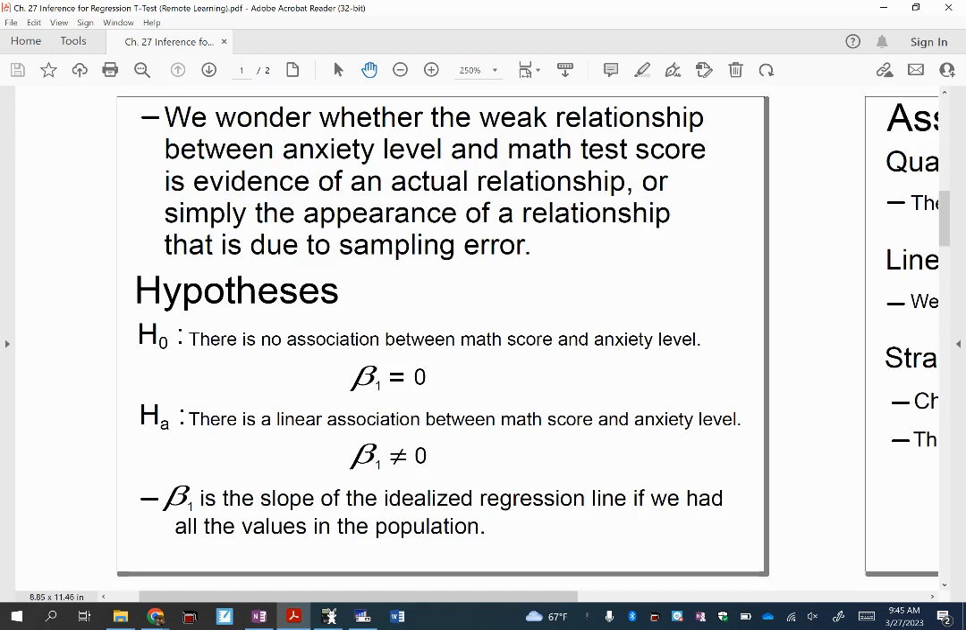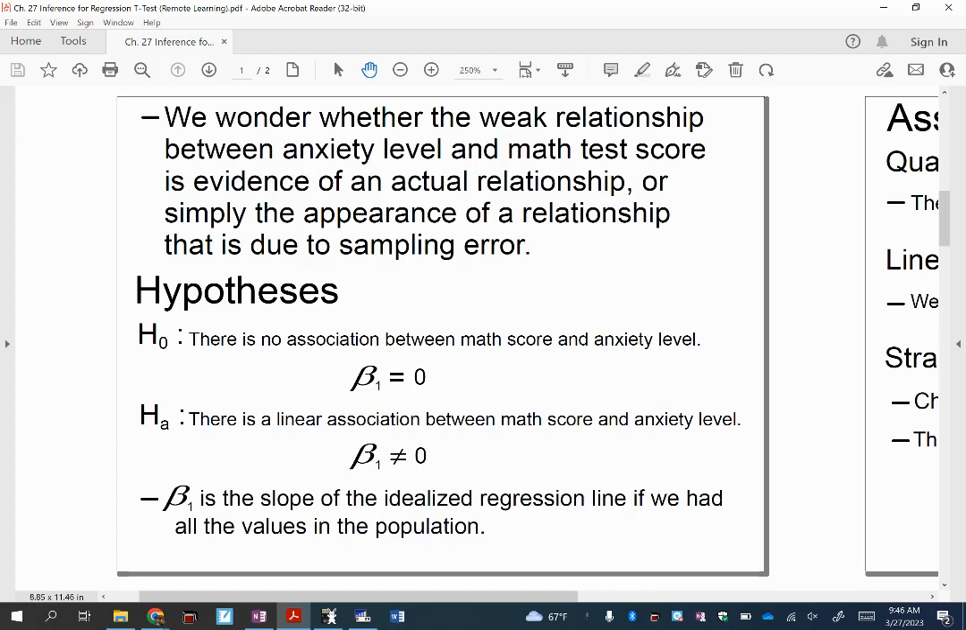That symbol is a capital B beta. If you see that little blurb at the bottom, it is the slope if we essentially had all of our values in the population and then found the slope of the regression line. We won't know what beta is, but you can see in the null hypothesis, we assume it's 0. Do you guys remember something about lines with 0 slope? They're horizontal lines. Yes.